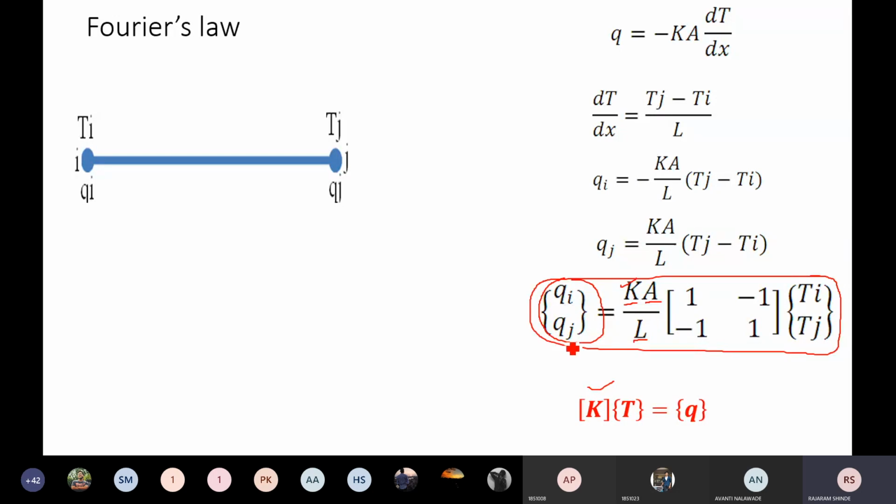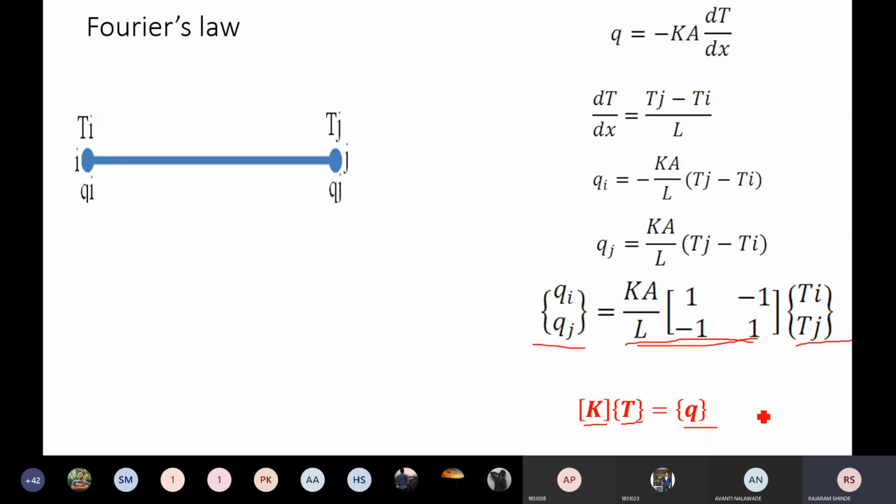In case of the thermal problem, here you have the heat flow matrix. This one is heat flow, this is your conductivity matrix, and this is your temperature matrix. It includes the property of the material as well as geometrical properties. Area is a geometrical property, length is also a geometrical property, which means this is a constant matrix. Now T is the temperature and Q is the heat flow.